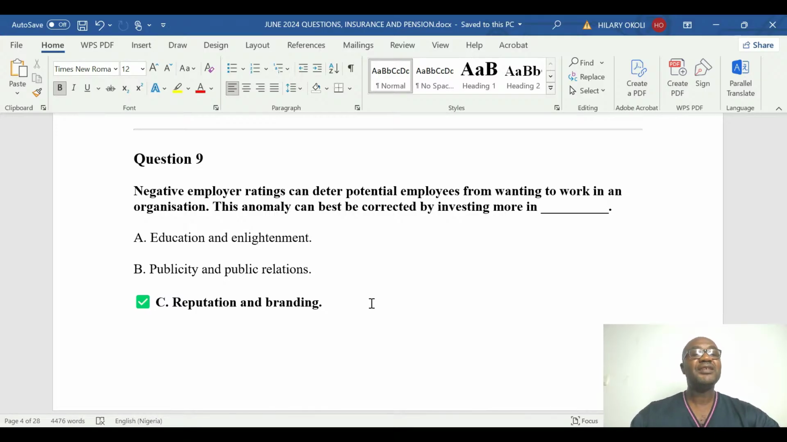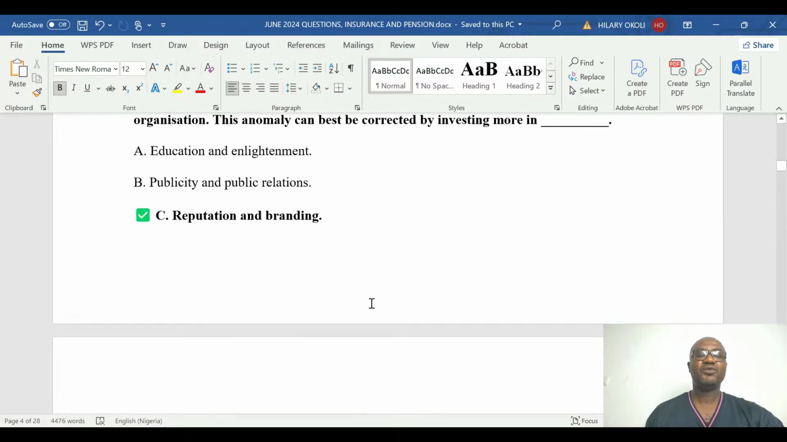So when they have such negative things, the question has just shown us, negative employer rating. The employer is rated negatively, and that is also affecting potential employees like you, whom your sister has told suicide. You will change your mind about working in the company. So how will the organization try to correct that? They will try to correct that by investing in reputation and branding.